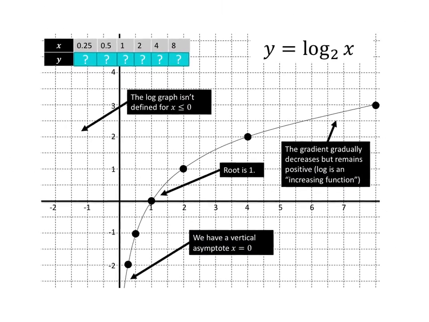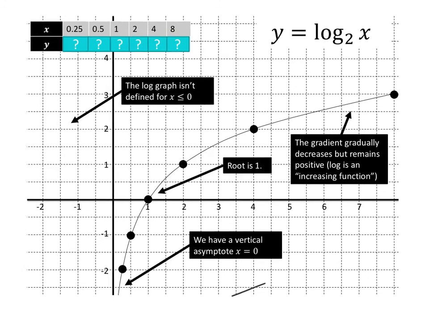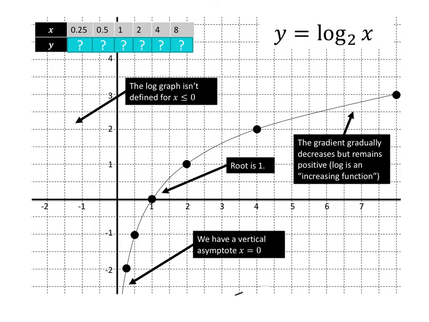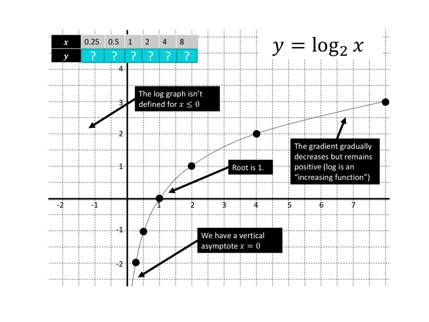Okay, and then the log graph. You do need to know what's going on with the log graph. We know the log graph is not defined for any value of x which is less than or equal to 0. So our asymptote is actually the y-axis. And we're going to come back to this a little bit later. But what is quite interesting is that the graph of e to the x and the graph of ln x are a reflection of each other. And we'll come back to that later.